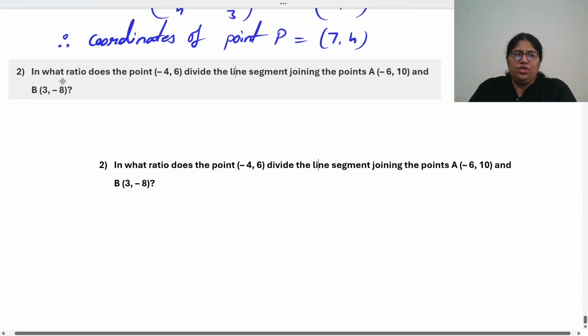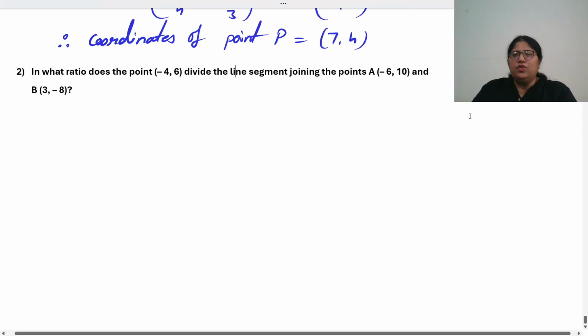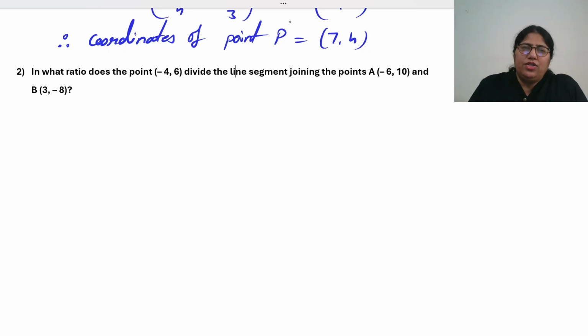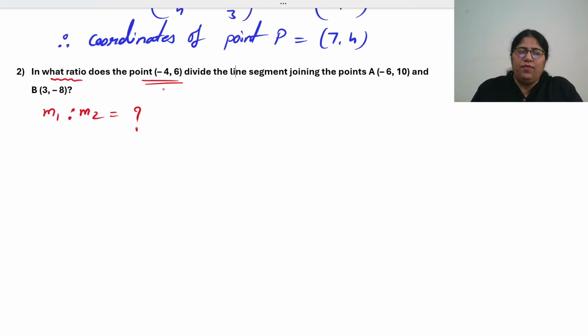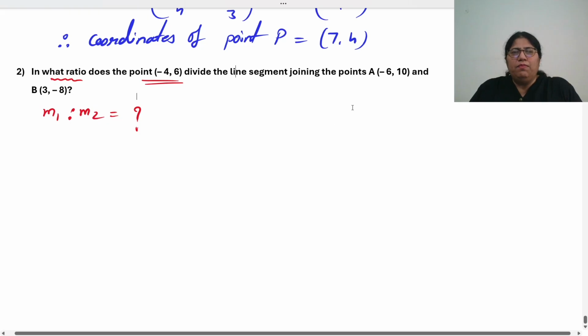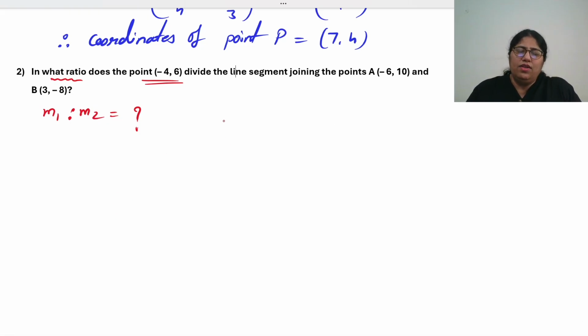Now in this question, in the first question the ratio was given. Here, what ratio? That means we need to find out m1 is to m2, which we don't know. This is the question mark. The point (-4, 6), that means this point which is dividing the line segment, in the above question it was P, is given and divides the line segment joining points A and B. You need to find out the ratio here. So let us first draw it, and you will understand what we need to find out here.